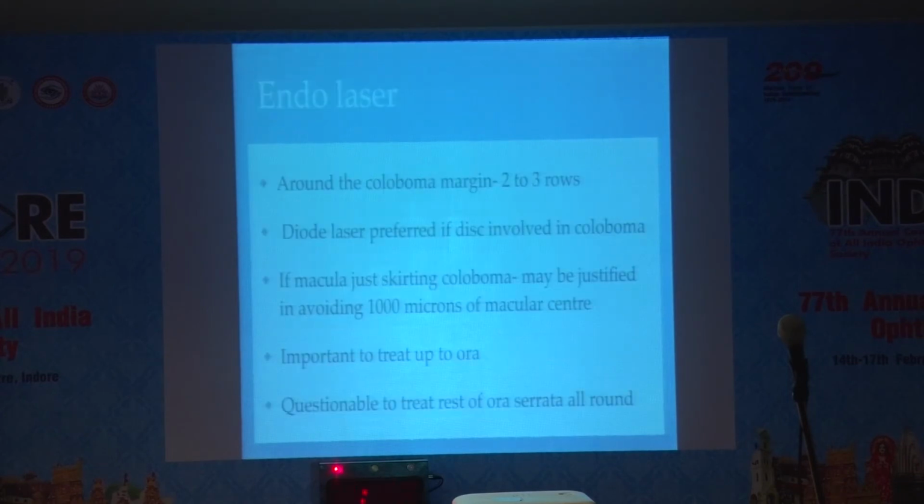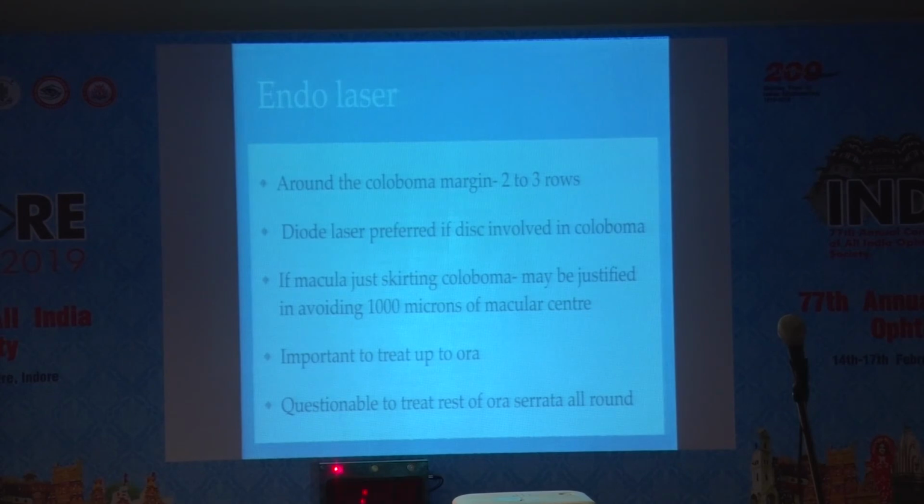Then we do endolaser around the breaks and around the coloboma margin, about 2 to 3 rows. Diode laser is preferred because you don't want to damage the nerve fiber layer, especially where the coloboma involves the optic disc. If the macula is just skirting the coloboma, very often putting 2 rows can actually destroy the macula permanently. So in those cases, you go as close to the macula, as close to the fovea as possible, and leave just the subfoveal area without treatment, taking a risk. You are hoping that at that point there is no communication between the subretinal and sub-ICM space. And if that patient develops perhaps a recurrence when you remove the oil, then you have no choice except to destroy the macula.